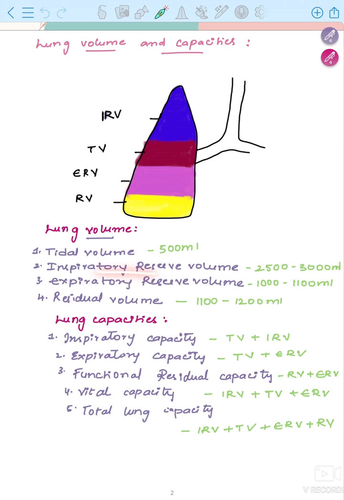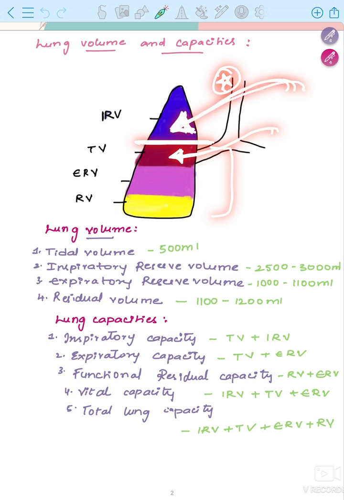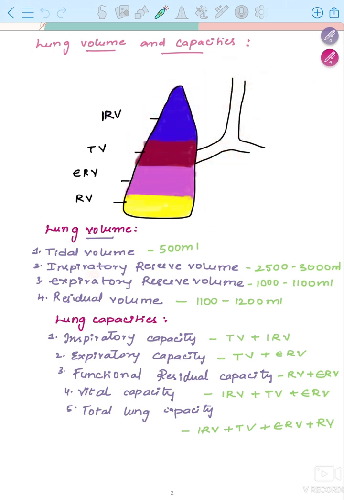Next, what is meant by inspiratory reserve volume? Inspiratory reserve means additional. Now normal inspiration has taken place and normal expiration will take place, right? After normal inspiration, this is the volume of the lung. The additional volume of air a person can inspire by forceful inspiration is known as inspiratory reserve volume.